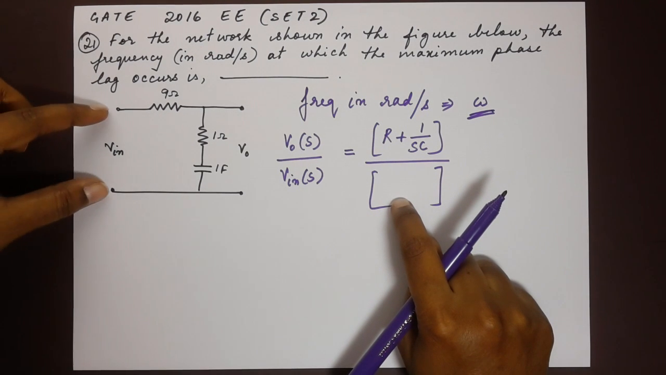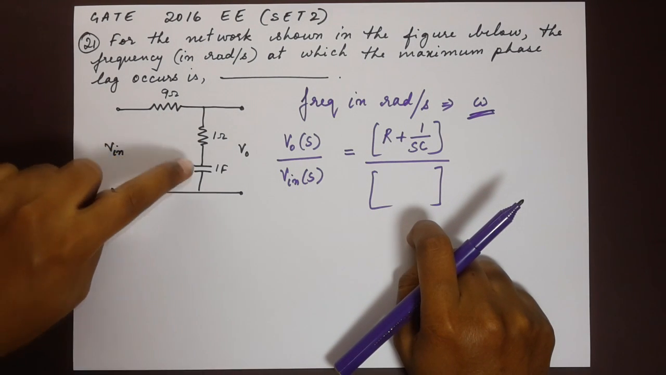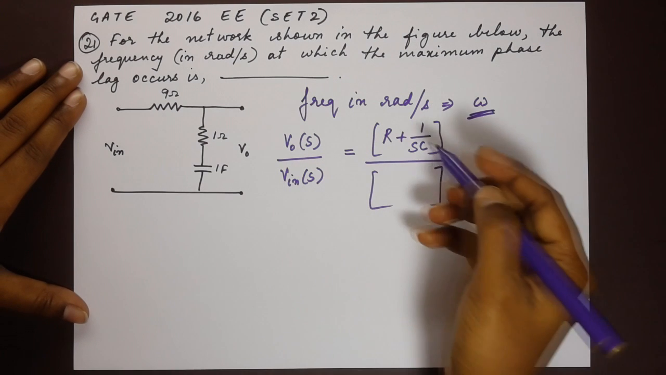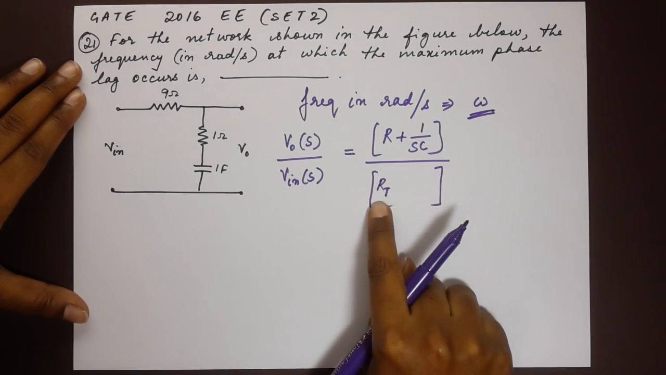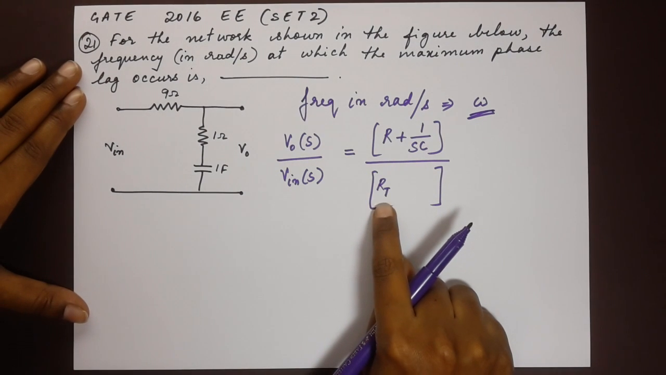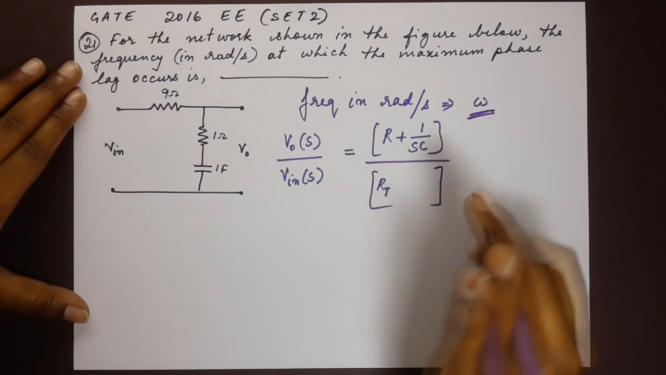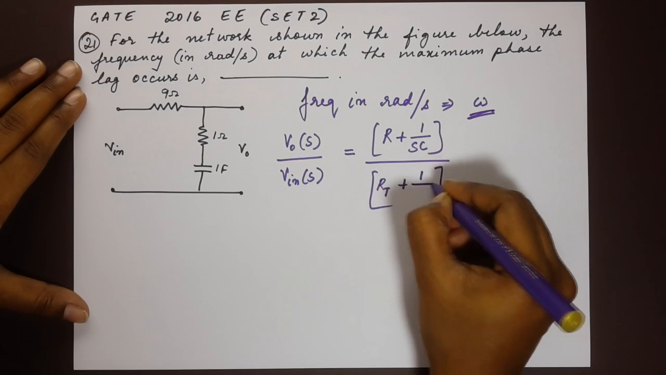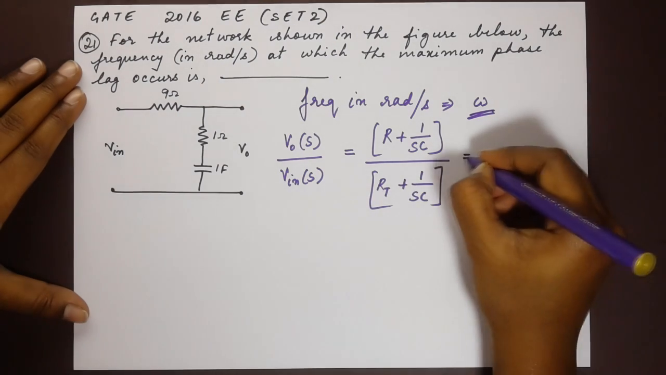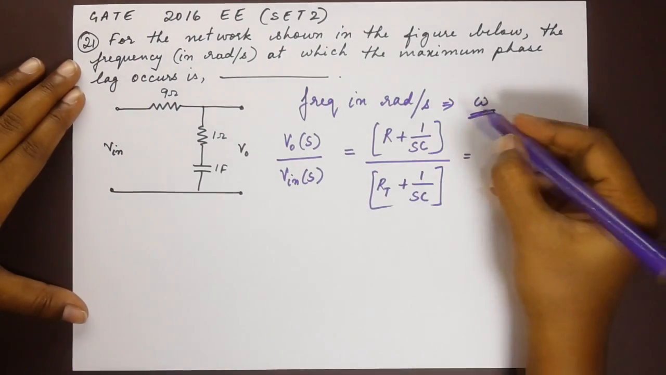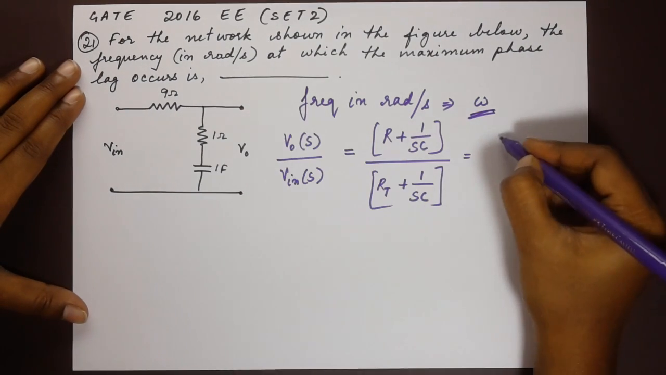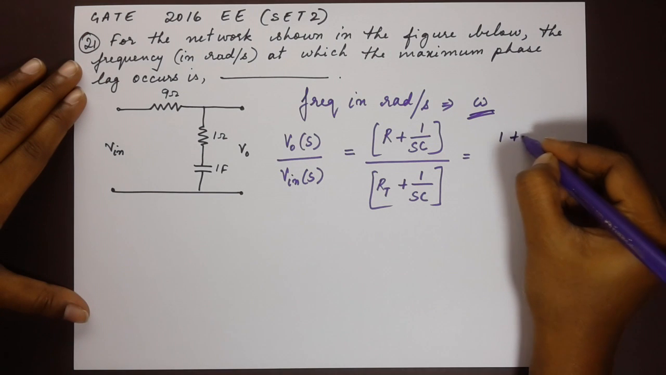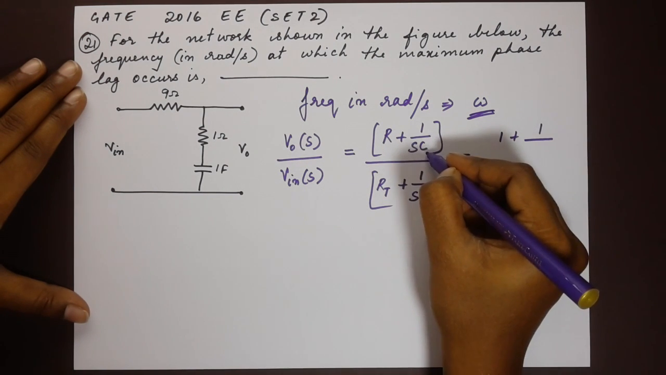Now the input covers two resistance and capacitance. So here we would have total RT, I'm writing it as RT to indicate the total resistance, plus 1 by SC. Now let's plug in the values. We have R here is just this value over here, 1. So that's 1 plus 1 by SC.